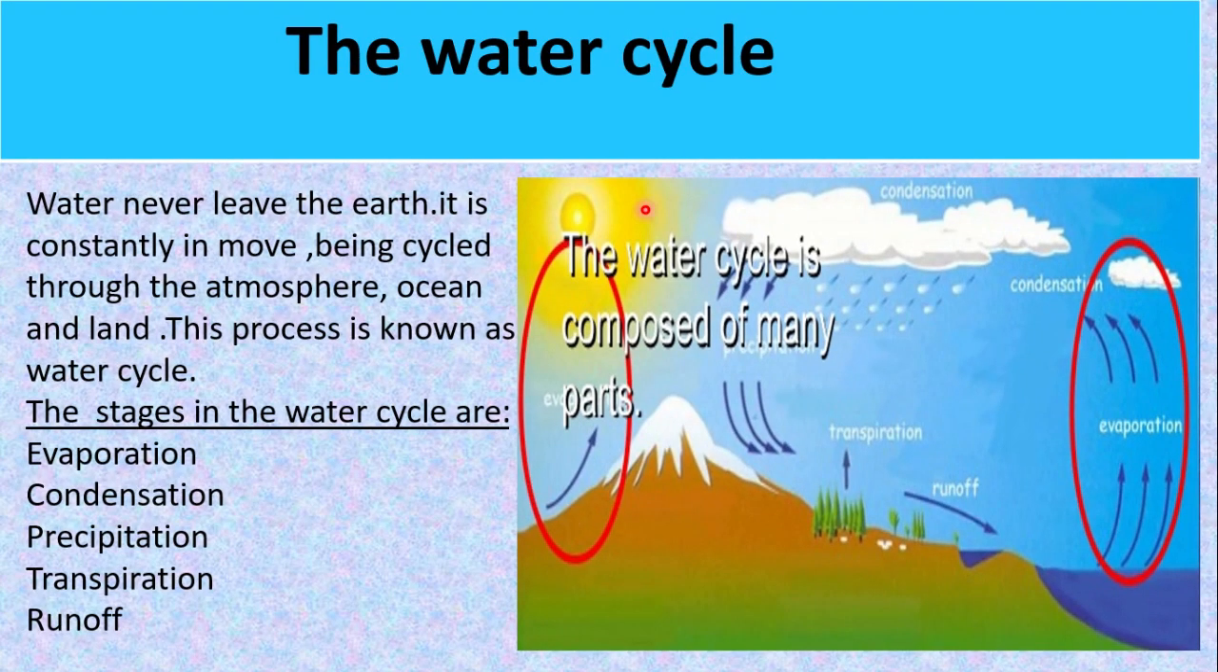So we see how water is being cycled between the atmosphere, ocean and the land. This process of water movement is named the water cycle. How many stages are in this cycle? These are: number 1, evaporation; number 2, condensation; number 3, precipitation; number 4, transpiration; and number 5, runoff. Now we will see all these stages one by one.